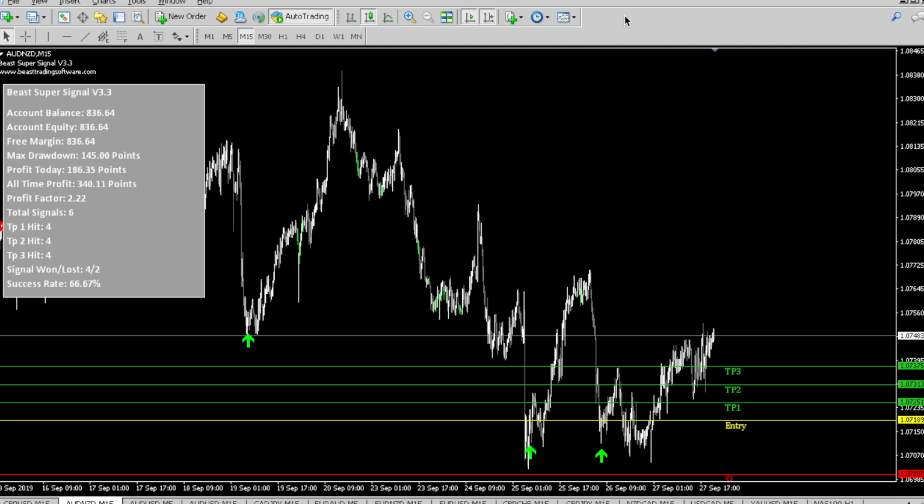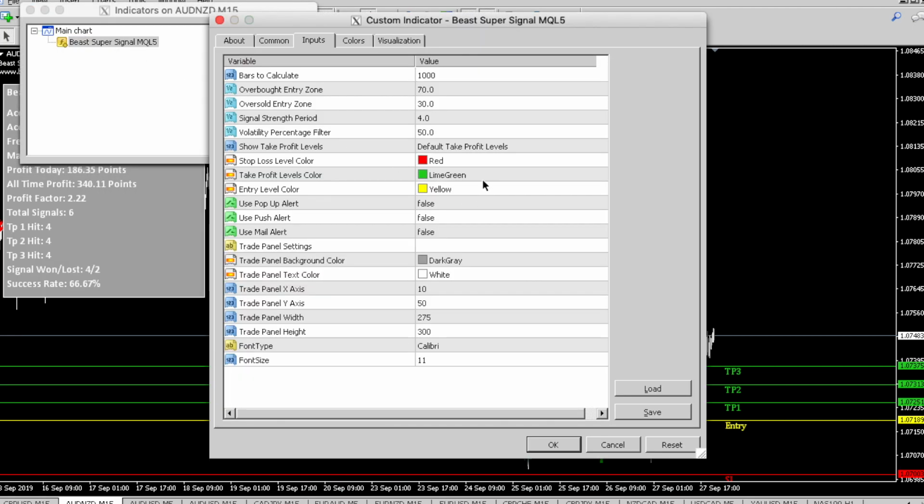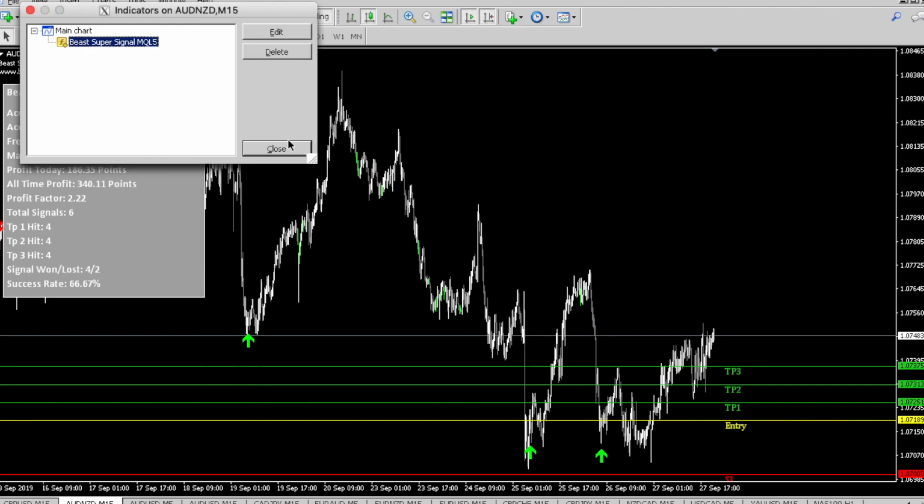I'm going to jump right into the charts because we've had quite a busy week. I've got quite a lot of signals to show you that we've had with our Beast Super Signal Indicator. But before we get started, I just want to show you the settings that I'm working on. Pretty much working on default settings. I've set the bars to calculate to 1000, so the indicator will be displaying signals for the last 1000 bars, and using the default settings pretty much, except I've switched off alerts, but otherwise everything is default. So that is just to show you the settings that I'm working with.